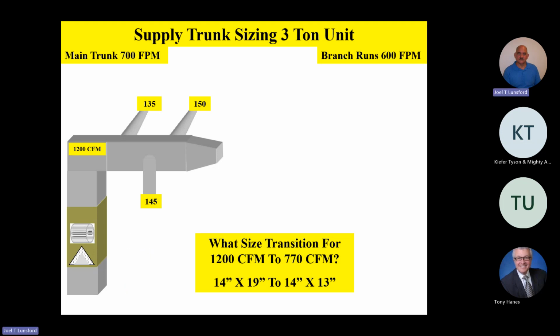CFMs left over. Now remember, we're going to be going up to 700 feet a minute velocity on our main trunk. So the main trunk velocity target is 700. The branch run is 600. So take your duct calculator and take 770 CFM. That's what we have left over, and line that up with 700 feet a minute velocity. And we should have about a 14 by 13 is what I had.